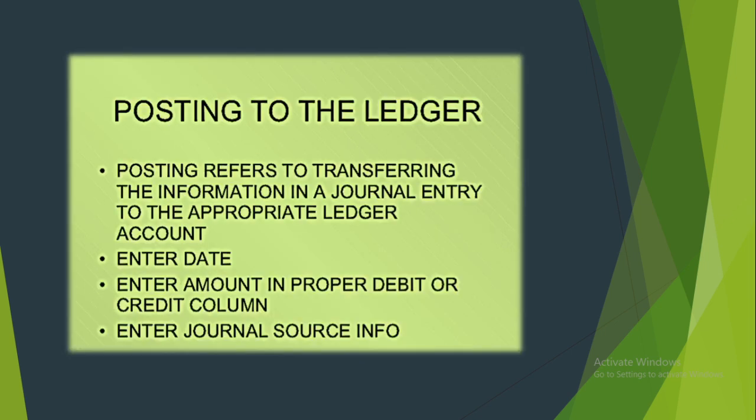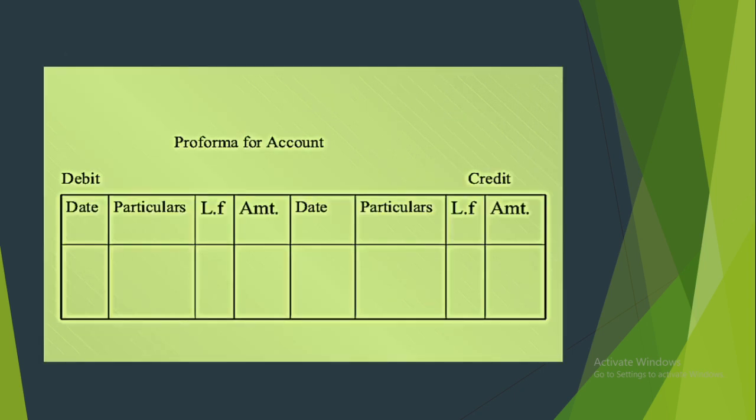Now, posting to the ledger, some steps are considered here. Posting refers to transferring the information in a journal entry to the appropriate ledger account, like enter the date, enter amount in a proper debit or credit column, and enter journal source information. Now, this is the pro forma of account. As in account, there are two sides, and that is debit side and credit side.